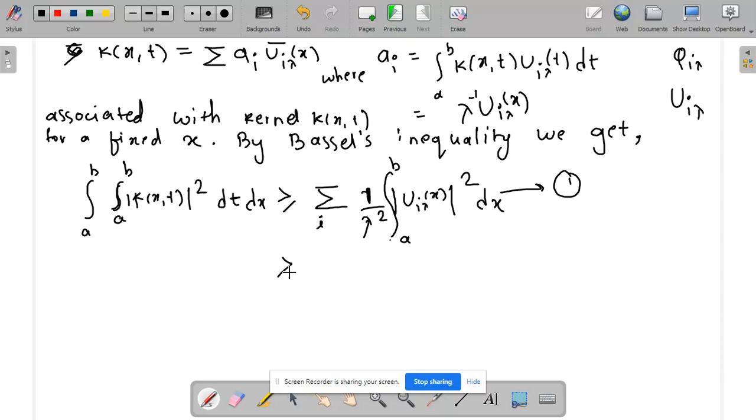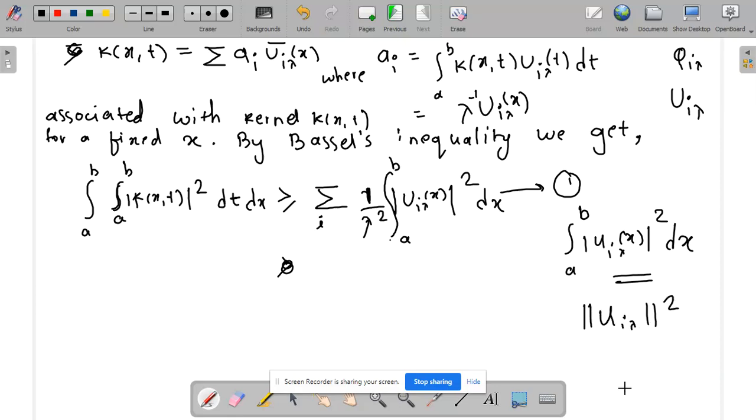Now what is this equal to? If you see this term, the integral from a to b of mod of ui λ of x squared dx, this is nothing but the norm of ui of λ, the whole squared. These ui of λ are the orthonormal functions. Orthonormal functions means the norm is equal to 1, so the norm squared is also equal to 1. So this quantity is nothing but equal to 1, and we will be left with only 1 upon λ squared.